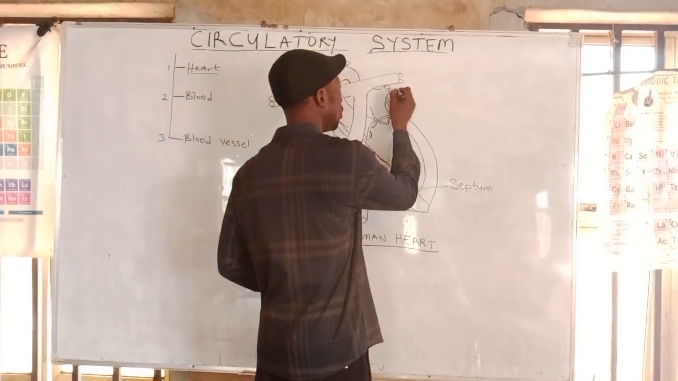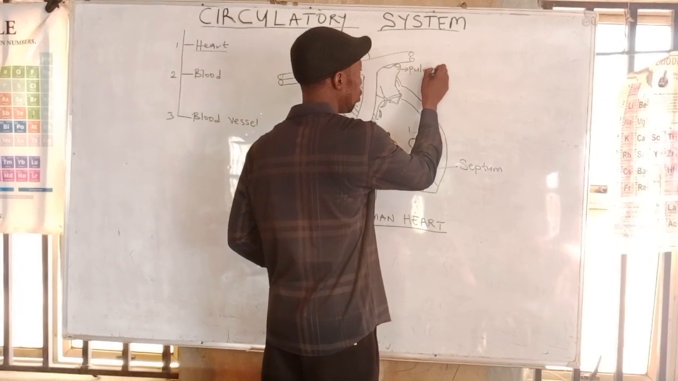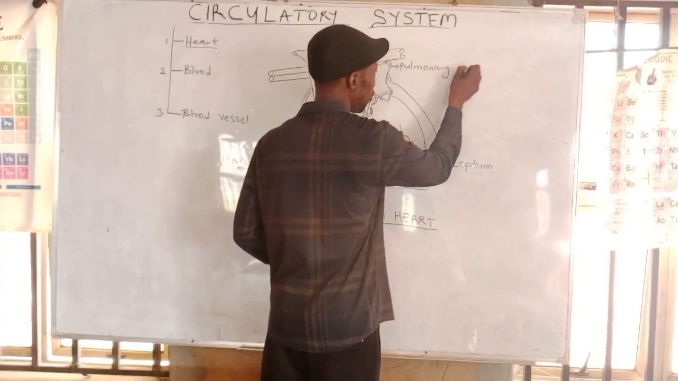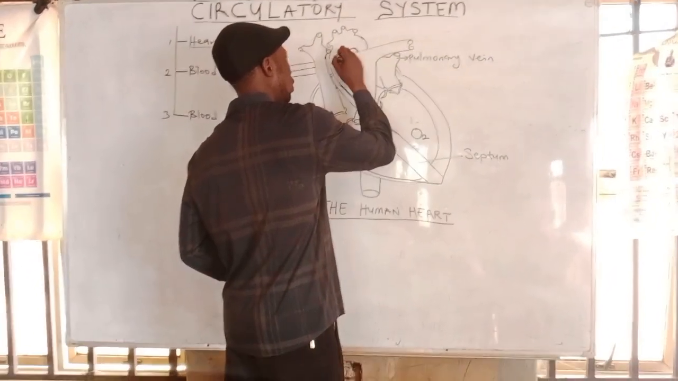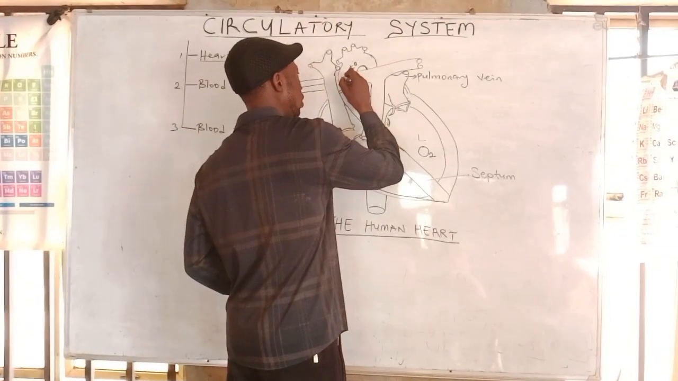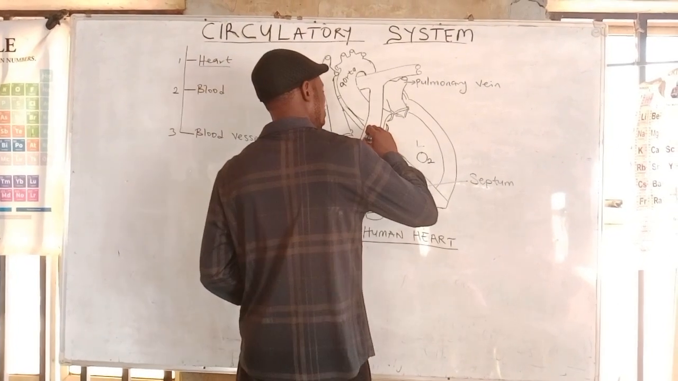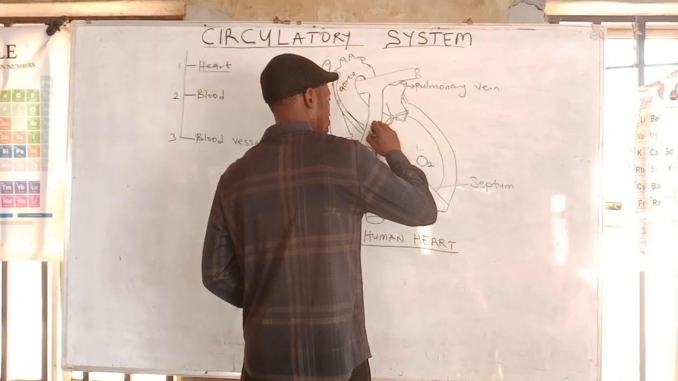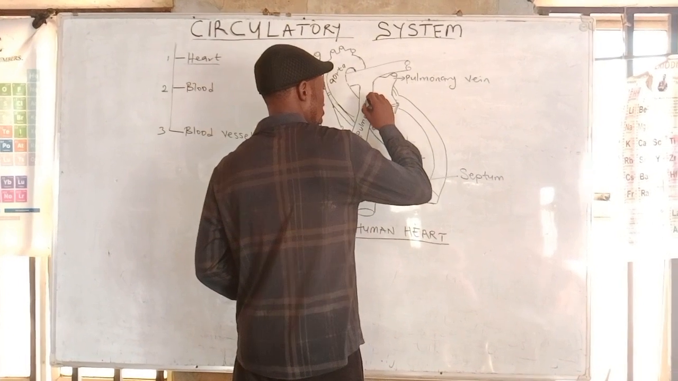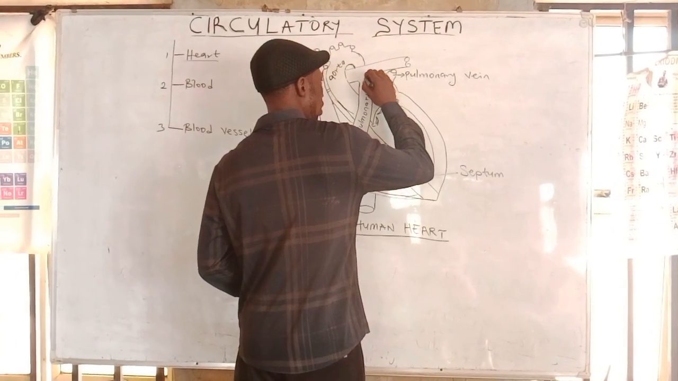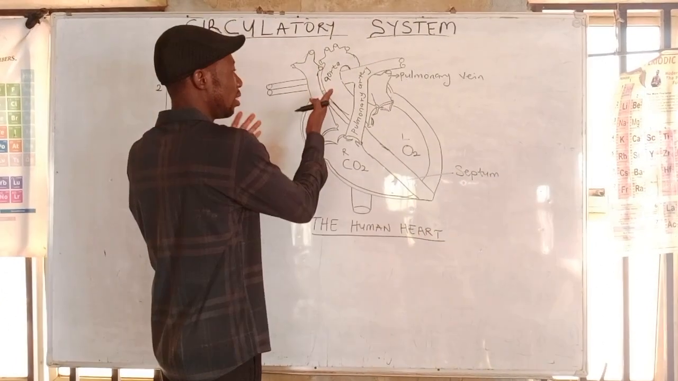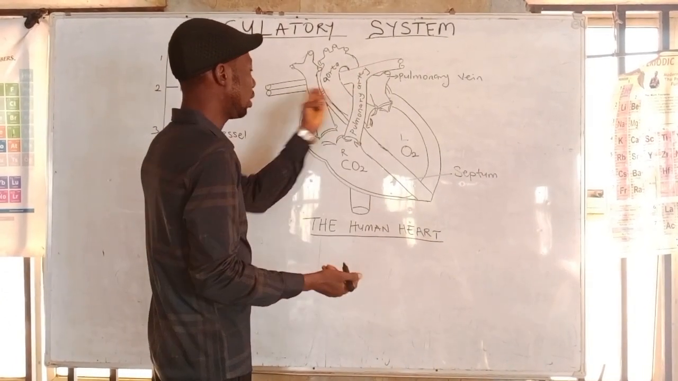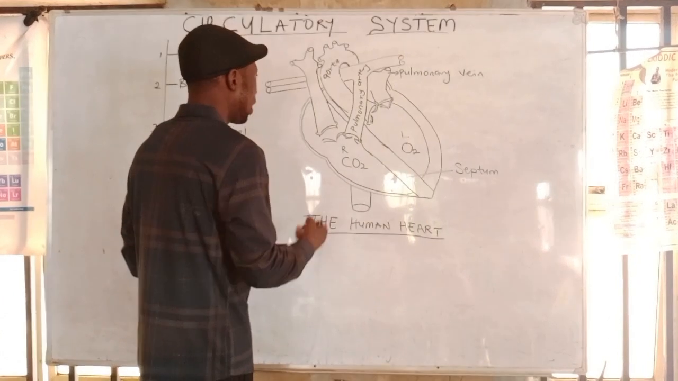Here we have the pulmonary vein. Here of course this is the aorta, this is the pulmonary artery. Right, we have the left pump and the right pump of the pulmonary artery.